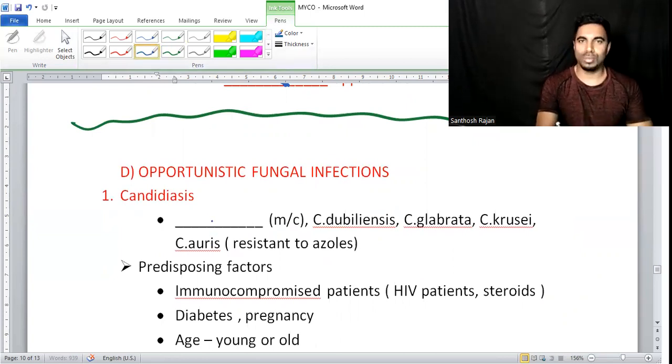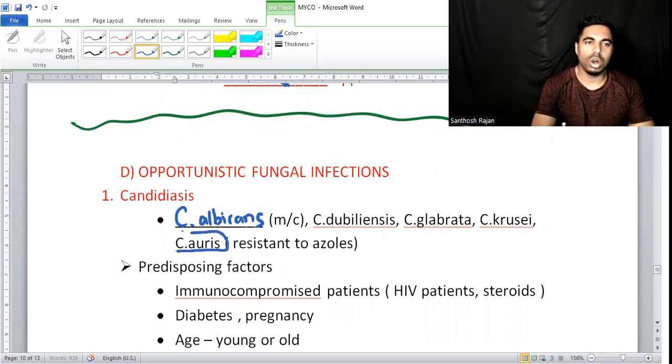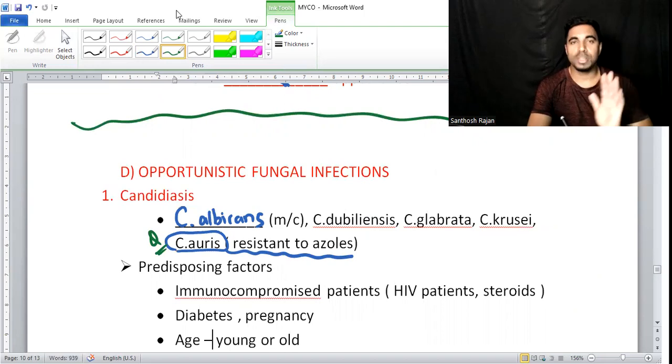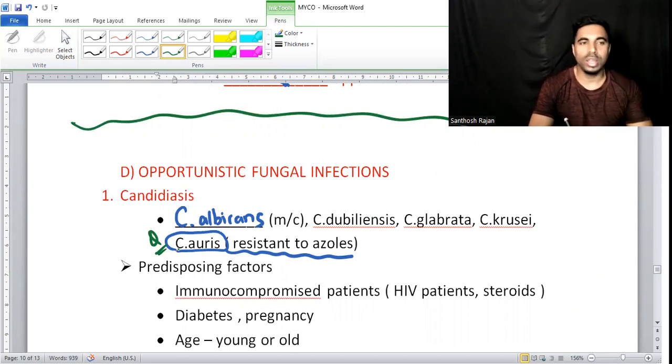Candida has many species. The most common one until now is Candida albicans, followed by dubliniensis, glabrata, krusei, and auris. Candida auris is one of the dangerous ones in fungal infection, which has high resistance to azoles. So it's very difficult to stop this disease, especially after COVID, it has increased a lot. But albicans is still the most common one.